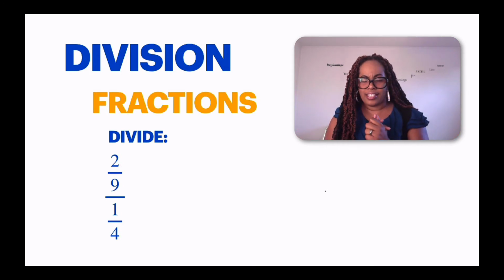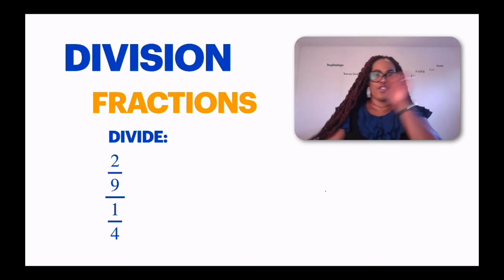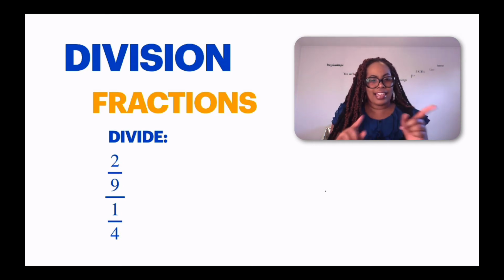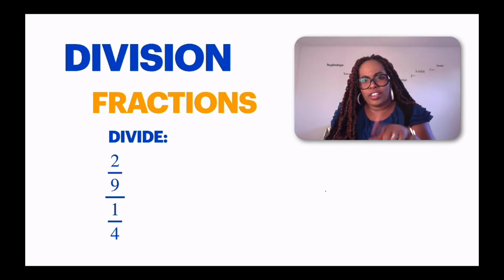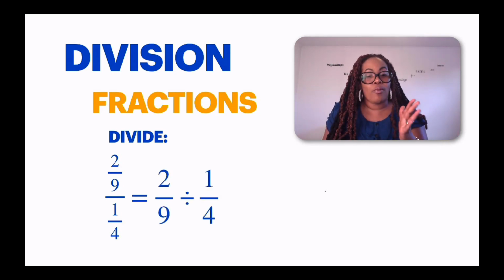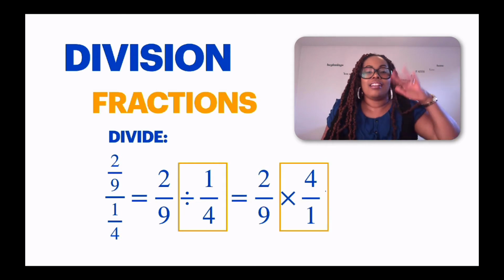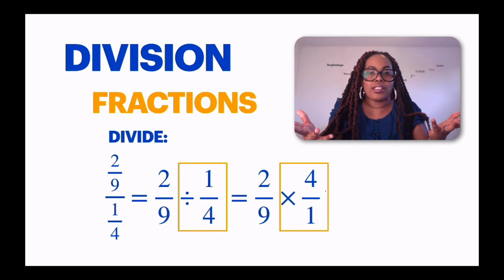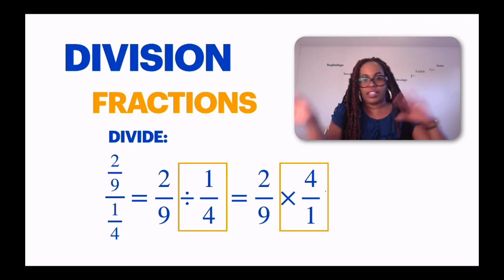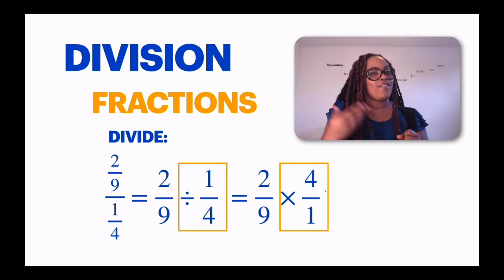Now, if that's the case, think about it. We're going to multiply by the reciprocal. So we're going to take that 1/4 and we're going to flip it, and we're going to end up with 2/9 divided by 1/4 equaling 2/9 times 4 over 1. Because when you flip 1/4, you're going to get 4 over 1, right?